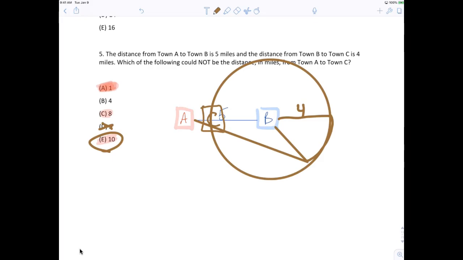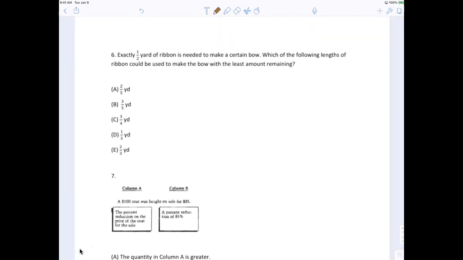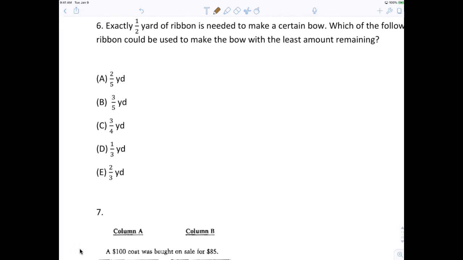All right, does everybody see that? It's a very good demonstration of exactly what we want to do. That's a hard problem. Very hard. Let's check out 6 now. Some of you asked me about fractions. Exactly half a yard of ribbon is needed to make a certain bow. So now I want someone to tell me, is 2/5 enough to make a bow? No, because that's less than half. So it can't be this.